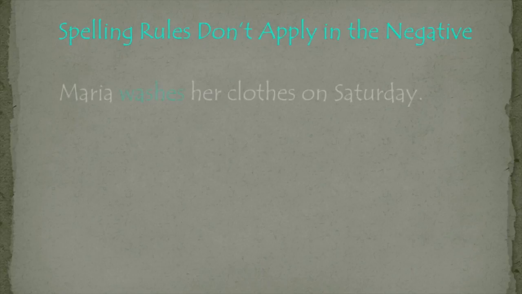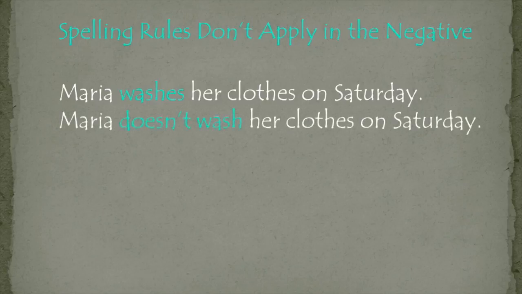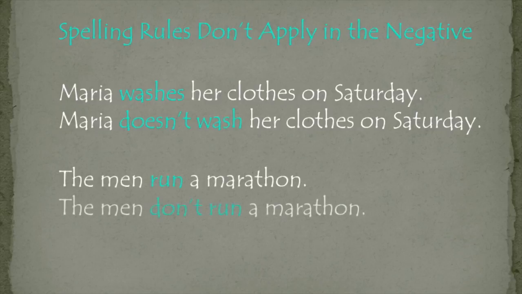Now, even though you just learned all the different spelling variations for verbs in the present simple, those spelling rules don't apply to the negative. You need to use a conjugated form of the verb to do plus the base form of the verb, and do not add s. For example, Maria washes her clothes on Saturday becomes Maria doesn't wash her clothes on Saturday. And the men run a marathon becomes the men don't run a marathon.